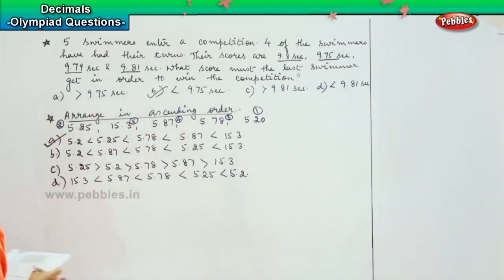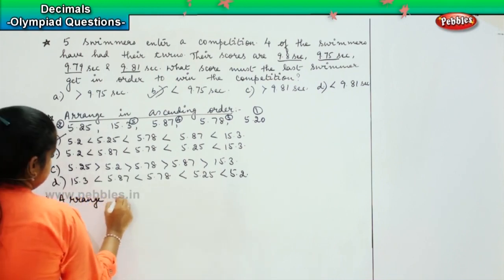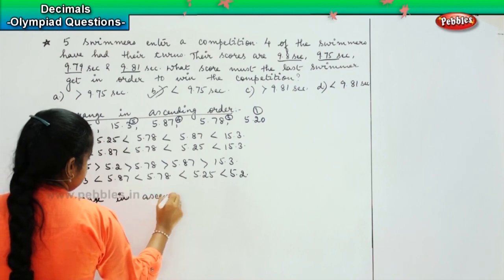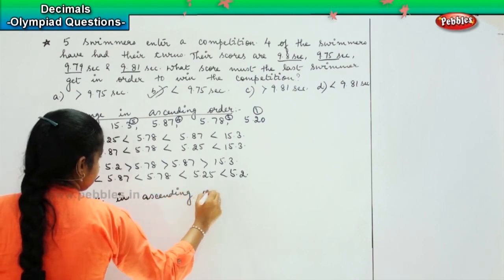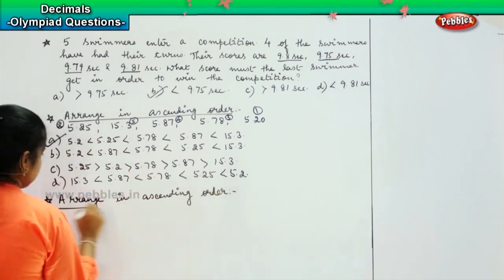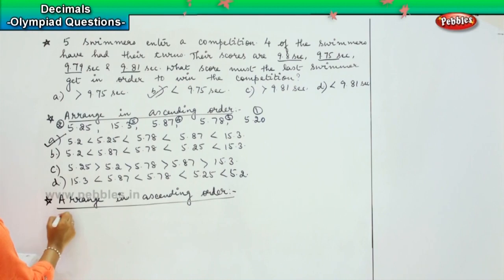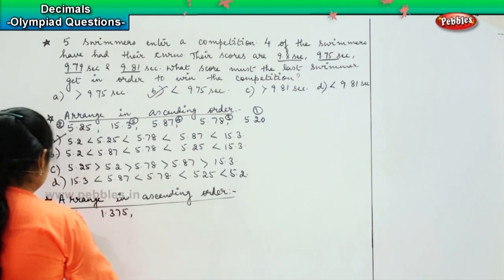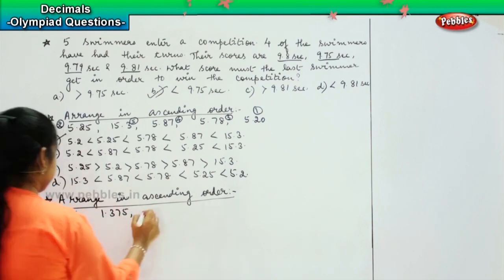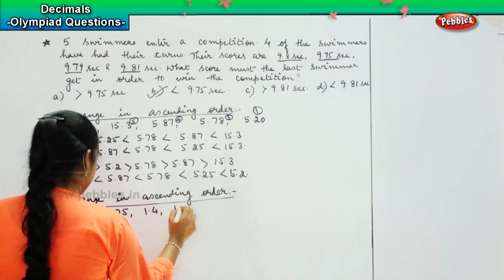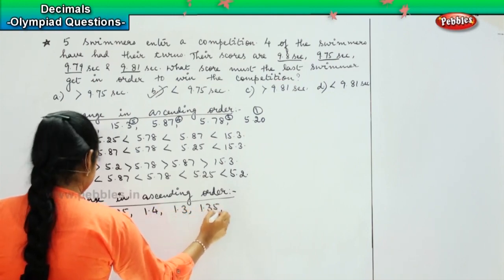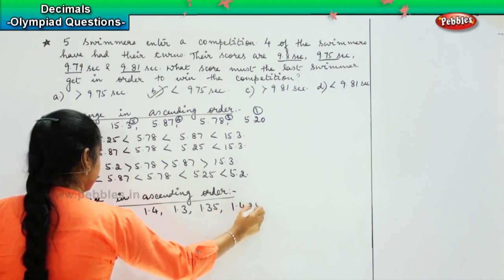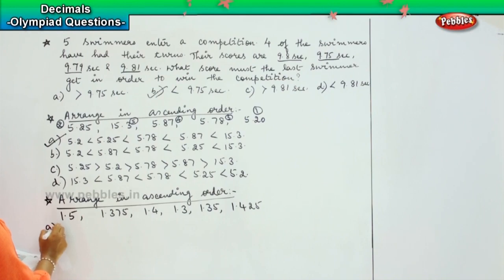Okay. So the next question given is the same, arrange in ascending order. The question is 1.5, 1.375, 1.4, 1.3, 1.35 and 1.425.